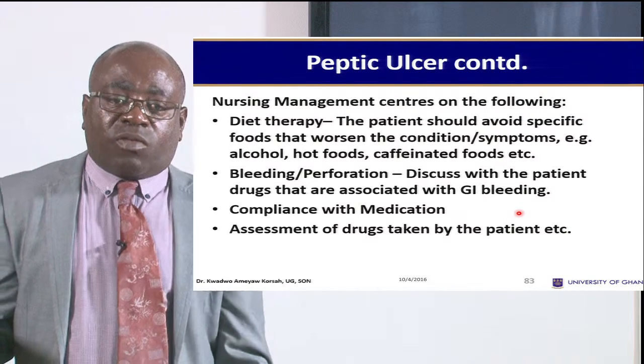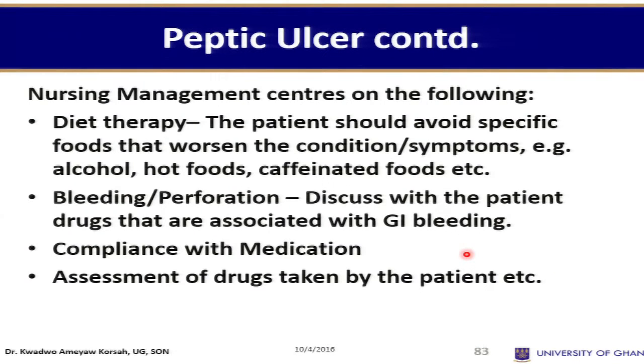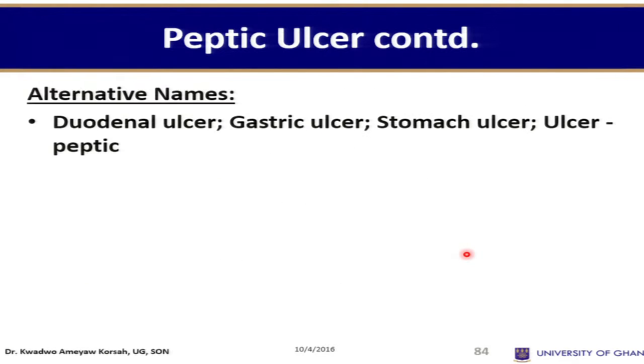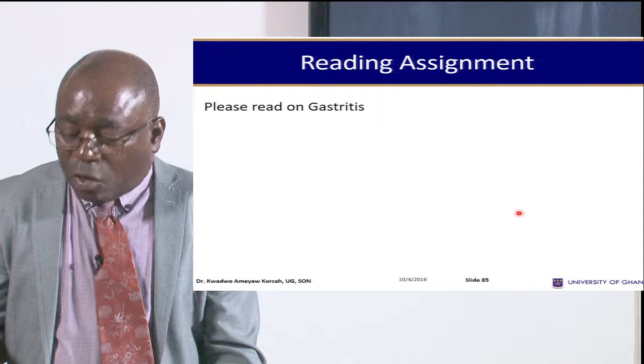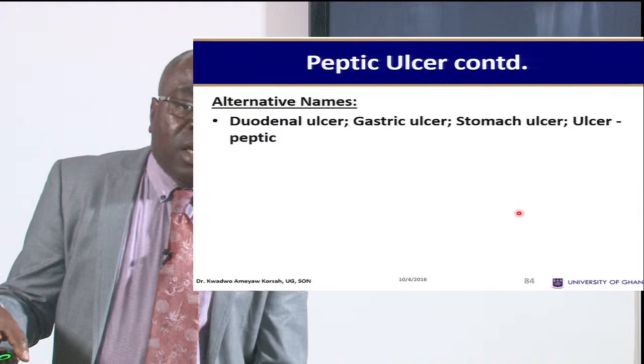Nursing management centers on the following: dietary therapy. We have mentioned diets that are specific, that cannot worsen the pain, and that can also worsen the condition. For instance, we have to avoid the intake of alcohol, hot foods, and caffeinated foods. And then if we suspect bleeding, we have to discuss with the patient and then identify possible interventions, which is very, very important.